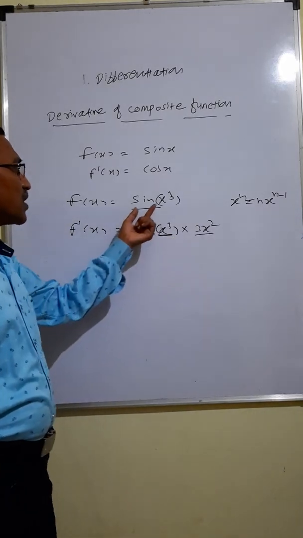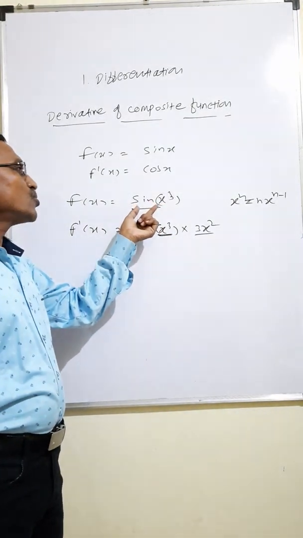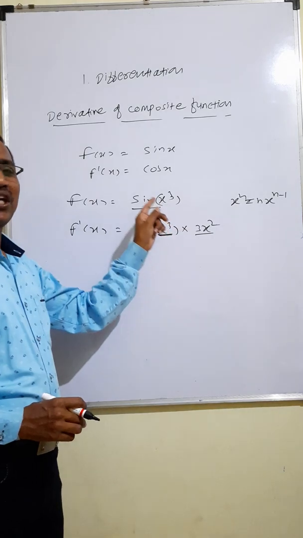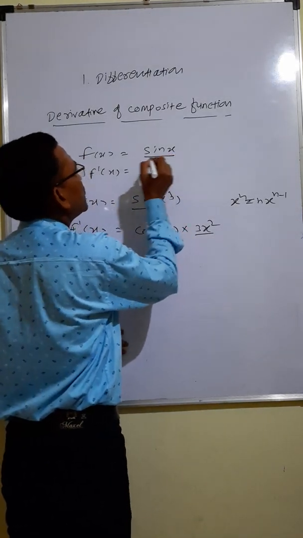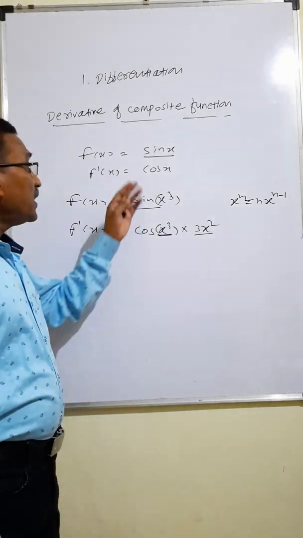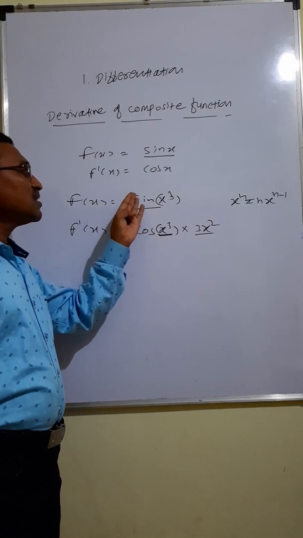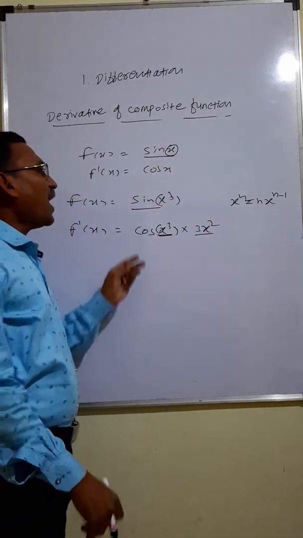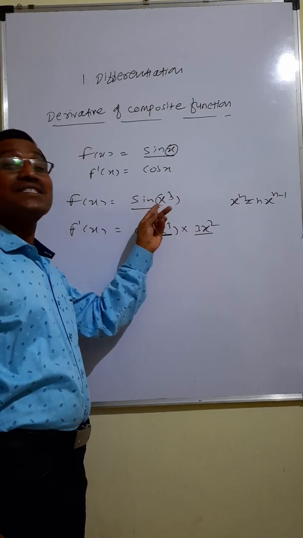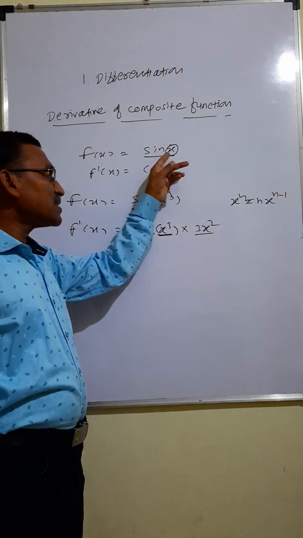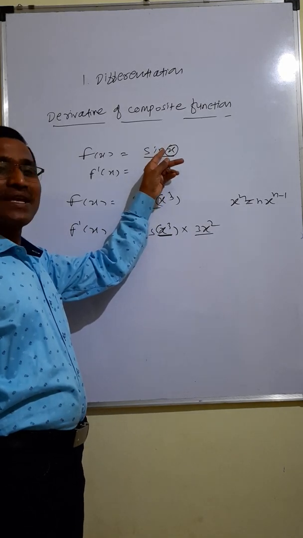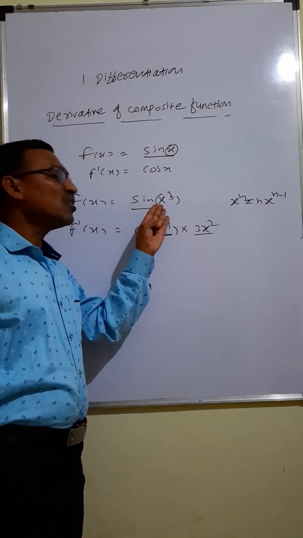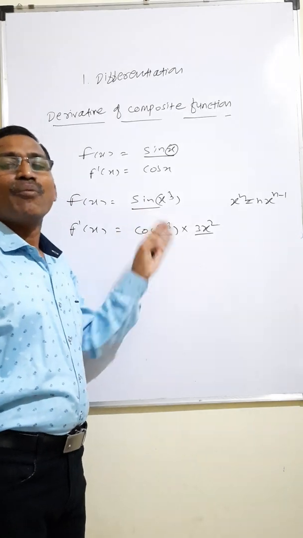And so this type of function is called a composite function, and it is also called a function of the function. Here our original function is sin x, and here there is another function in the angle of sine. The angle of sine is x here, and here the angle of sine is x cube. So we replace x with x cube here. That's why it is the function of the function, and it is also called a composite function.